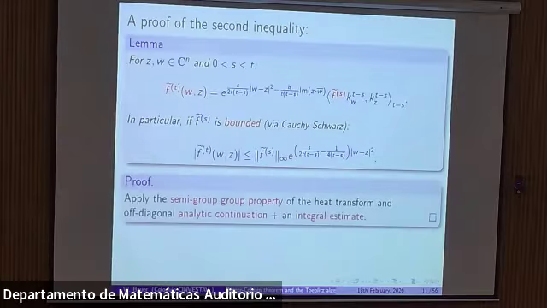And also the proof is not so difficult. In a way, it is an off-diagonal extension of the semi-group property using analytic continuation and some integral estimates. So there's nothing deep behind, just you have to extend and use the fact that things are analytic, and you only need to know things on the small set to extend to off-diagonal values.